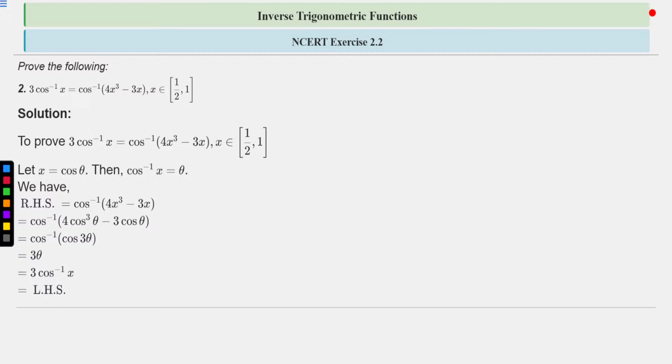What are the identities for sec 3x or cosec 3x, right? See, first you will convert cosec 3x in terms of sin 3x, then you will apply the formula of sin 3x, which is 3 sin x minus 4 sin cube x, right? For the cosec 3x. And for sec 3x you will write 1 by cos 3x, right?